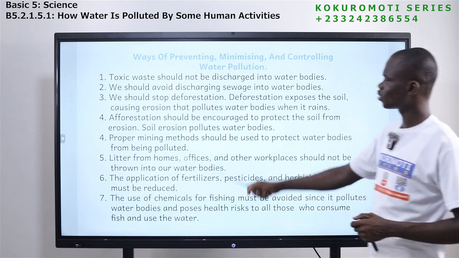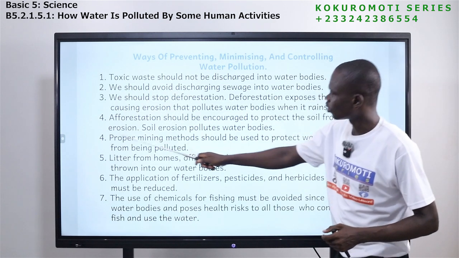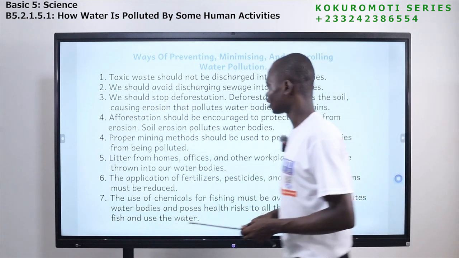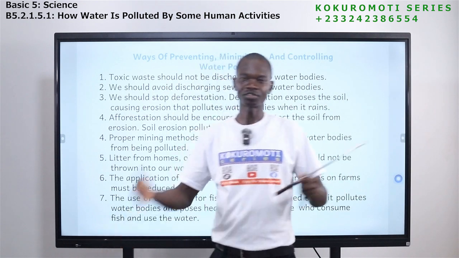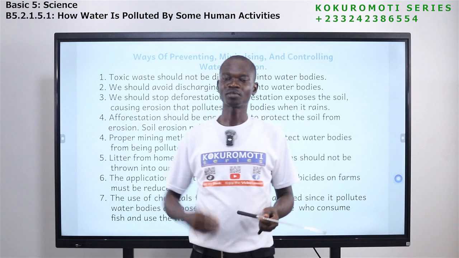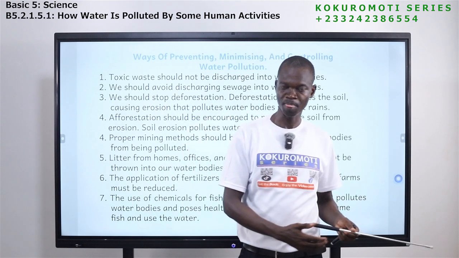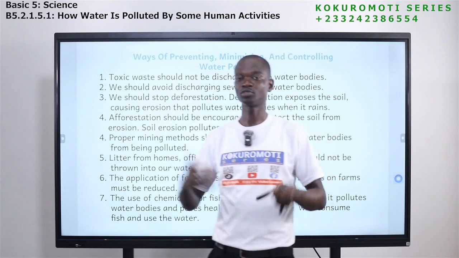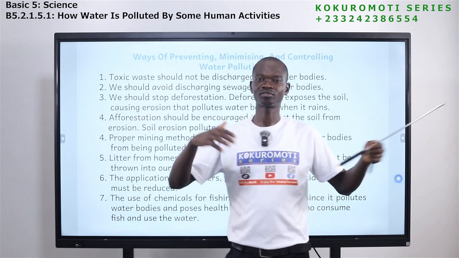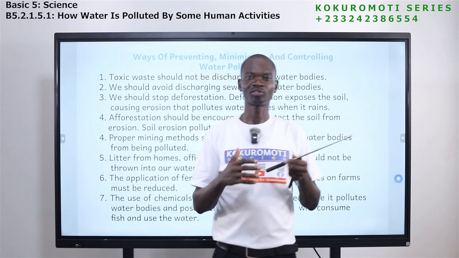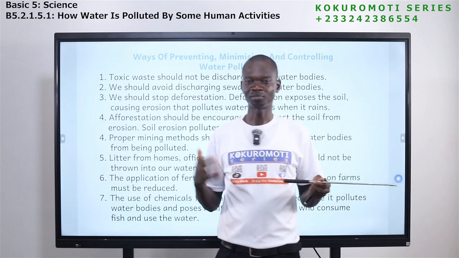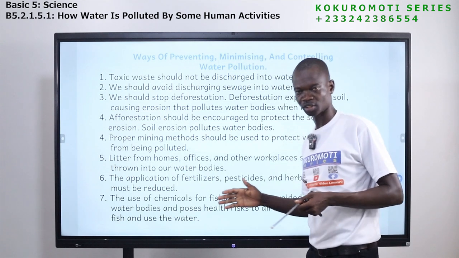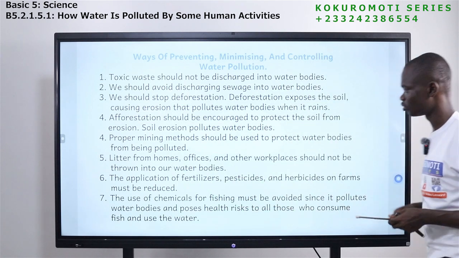Okay. The next one is number four, afforestation should be encouraged to protect the soil from erosion. And we have seen deforestation. Afforestation too means planting of trees. So we should plant a lot of trees all the time. If you do that, we have our water bodies protected, because erosion cannot take place. Afforestation prevents erosion.